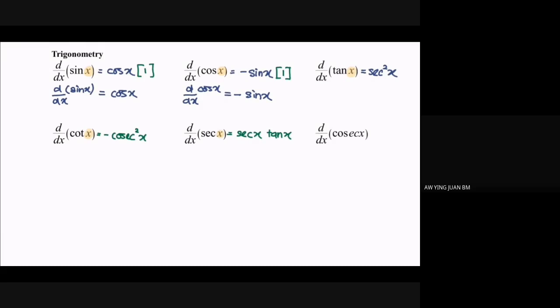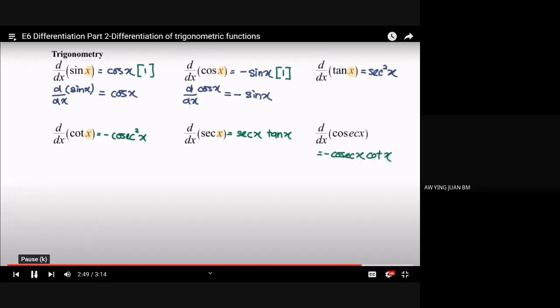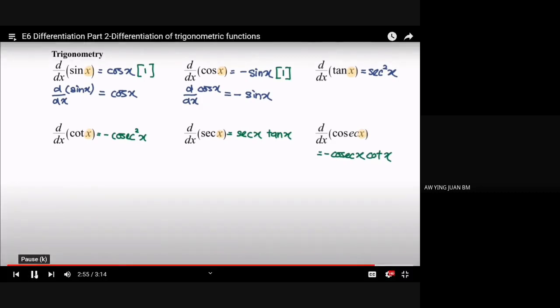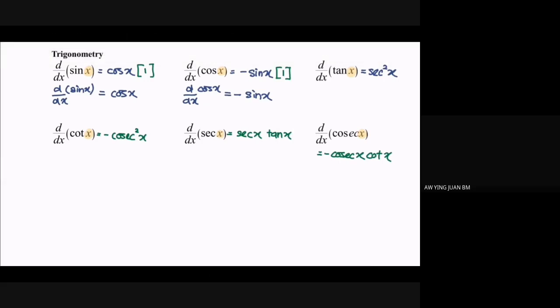Finally, differentiate cosecant x, and we will have negative cosecant x cotangent x. Do remember to differentiate the x, and we will obtain 1. So finally, differentiate cosecant x with respect to x, we will have negative cosecant x cotangent x. So here are the basics for differentiation of the trigonometric functions.